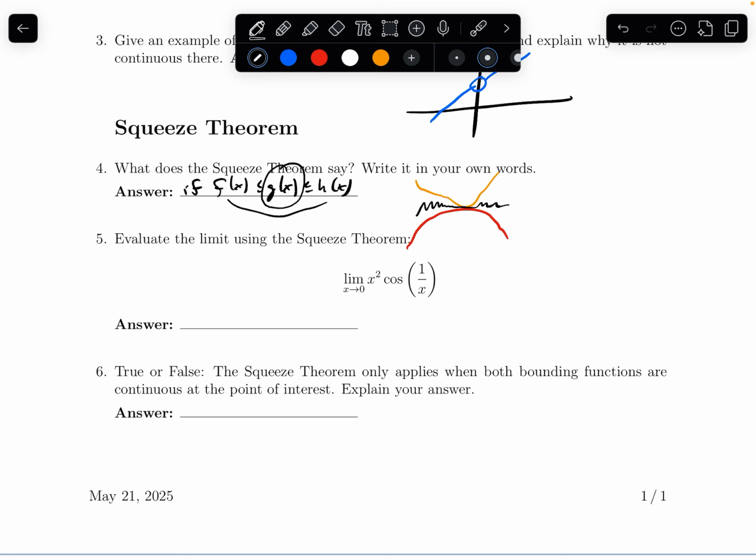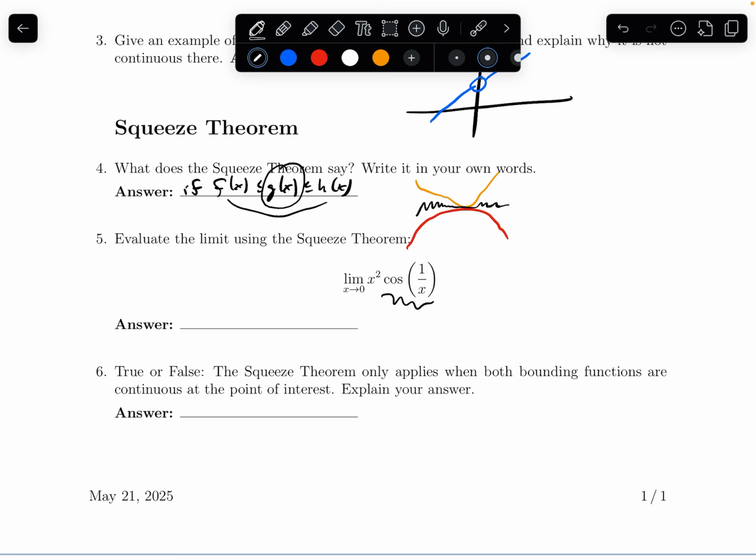So here I have x squared times cosine of 1 over x. Notice that if I was just to do the naive, brute force approach and just plug in x equals 0, I'll get 0 squared times cosine of 1 over 0. 1 over 0 is undefined, so we can't really take the cosine of 1 over 0. So we can't just do this. So we have to do some creative approach.